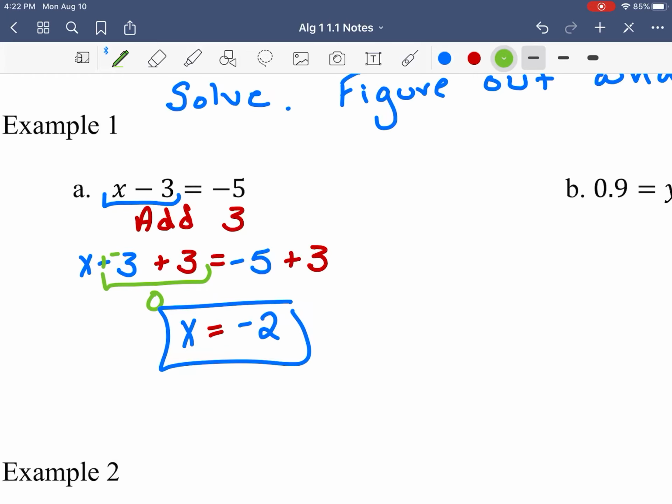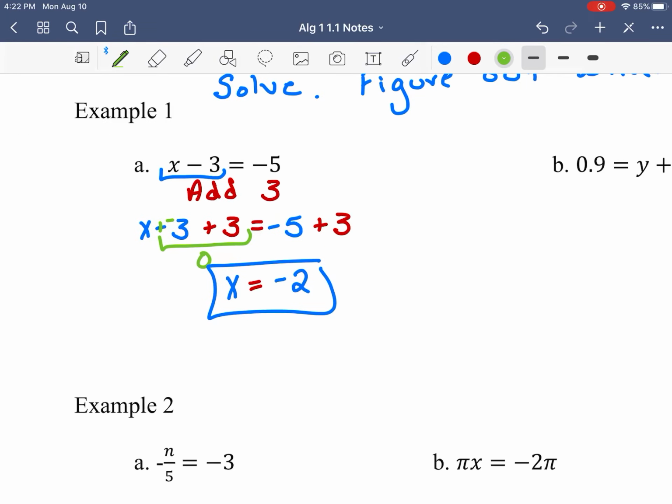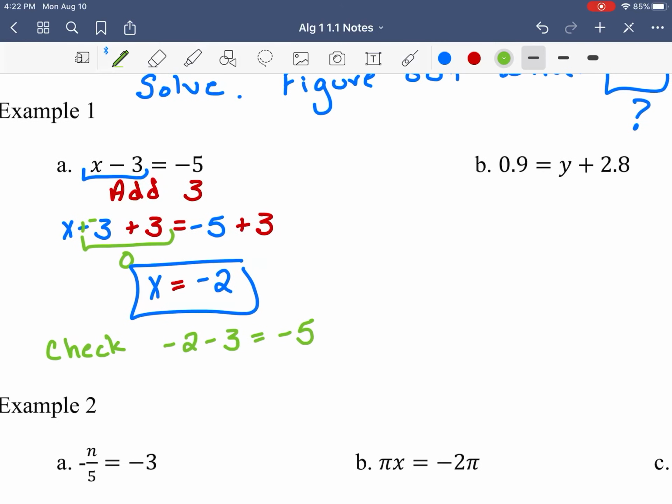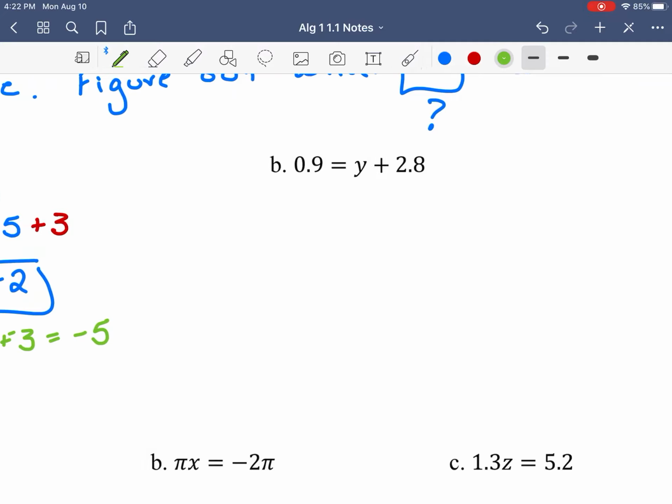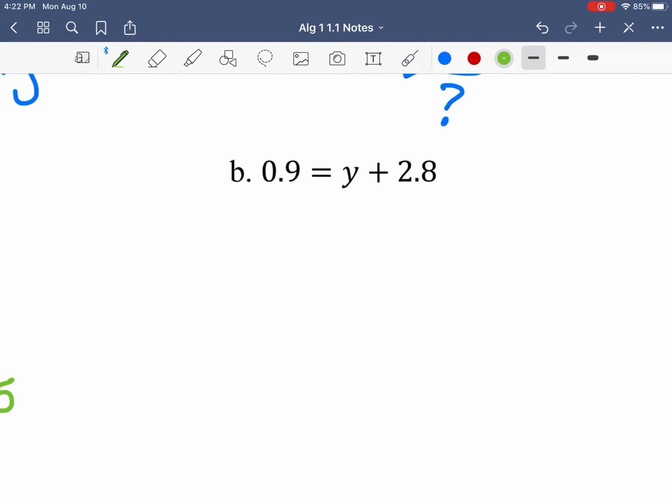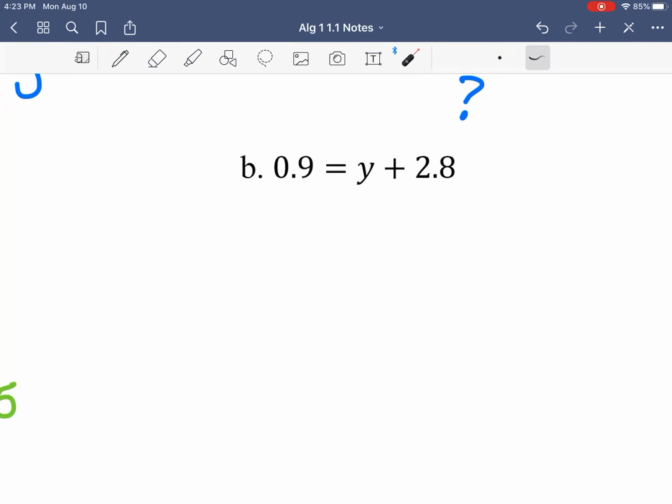So now that I have a solution, I want to check my work and make sure it works. So I'm going to plug a negative 2 back in there. So here's my check. Negative 2 minus 3 equals negative 5. Okay, so yes, that one did work. Negative 2 plus a negative 3 is negative 5. Okay. All right, now on this one, again, our first step is we want to solve this.